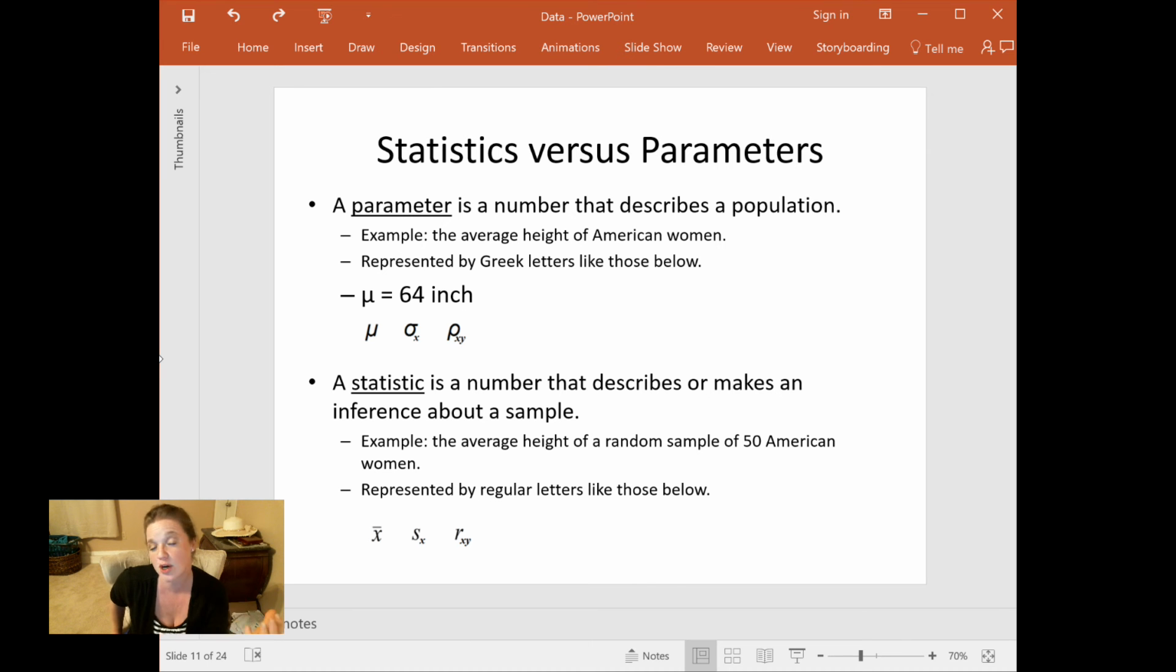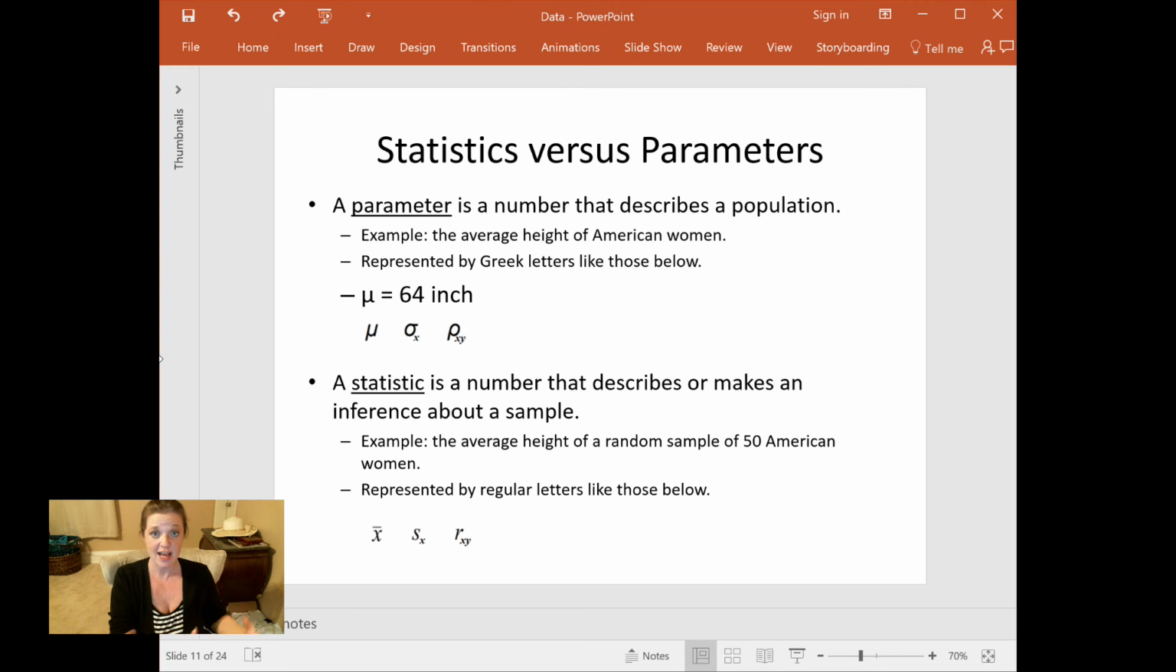For example, I want to know the average height of American women. Well, that population, when I ask that research question, has some reality out there. There is some average height for American women. It's a numerical value, right? It happens to be 64 inches. The average height for American women is in fact 64 inches. You call it 5'4". And so that 64 inches is what is called a population parameter.